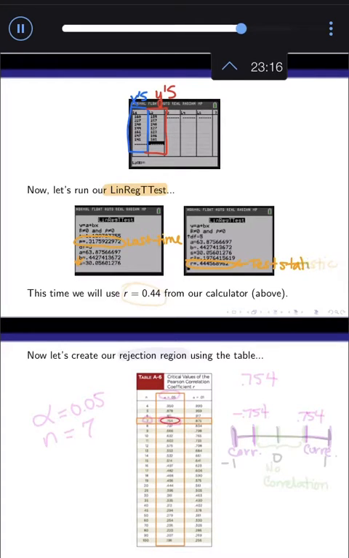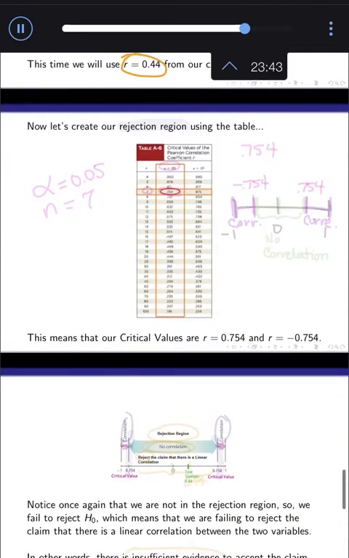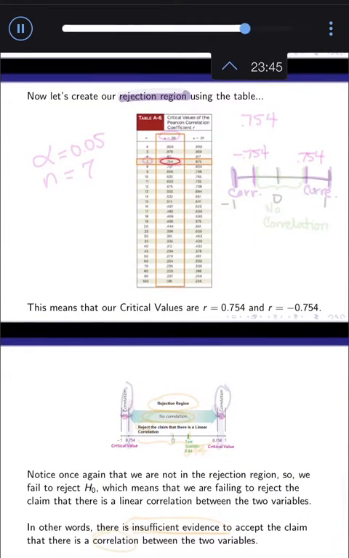And remember, your test statistic is what we need to determine whether or not it falls in the rejection region. So we use an r of 0.44. This is our test statistic, and we need to figure out if that falls within our critical values to determine our rejection region. So how do we find our critical values for our rejection region? Well, we need to use our table.